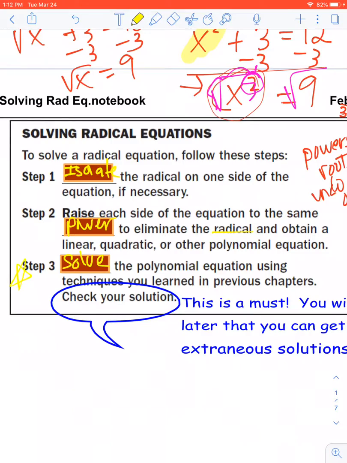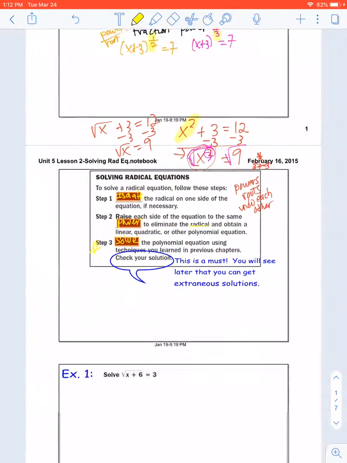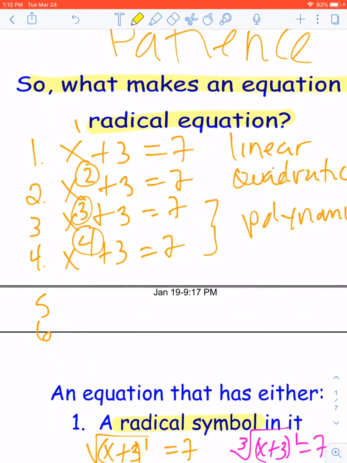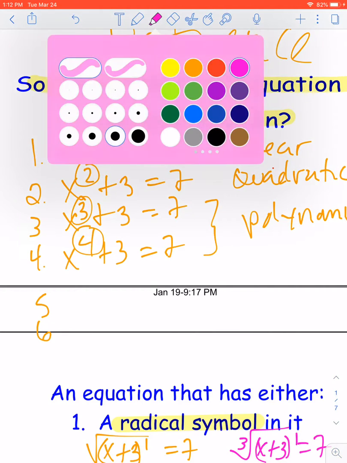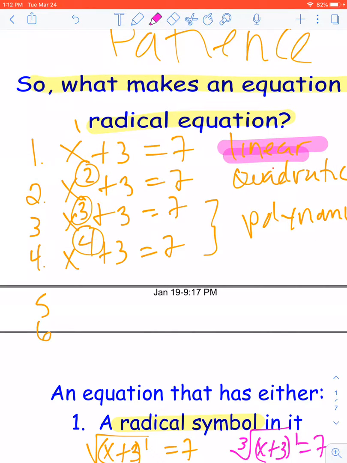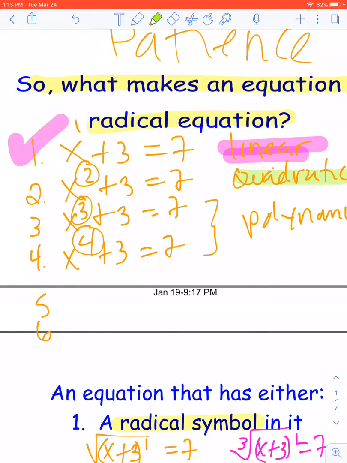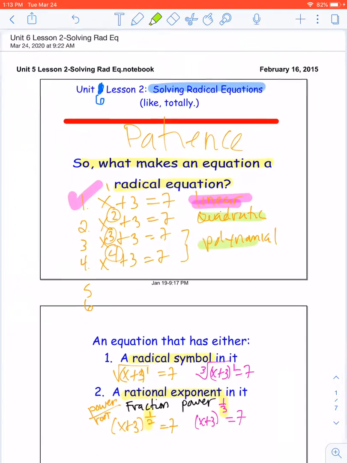Step 3, we're going to solve the polynomial equation using the techniques you've learned in previous chapters. And it's step 3 where kids have issues, believe it or not. What happens is if we result in a linear equation, kids are cool. If we result in a quadratic or a polynomial, that's where the breakdown becomes. So you do have some prerequisite knowledge that's going to kick in.